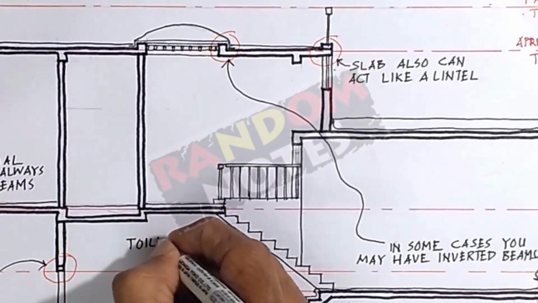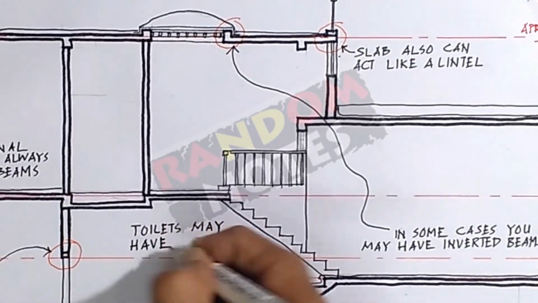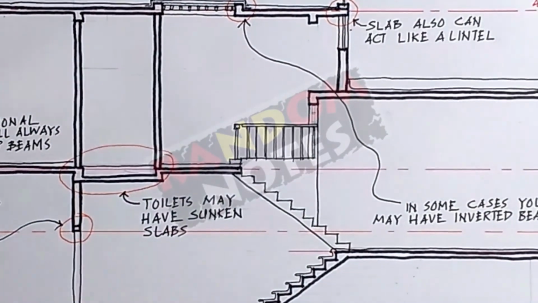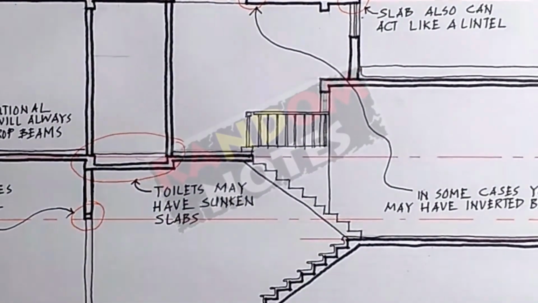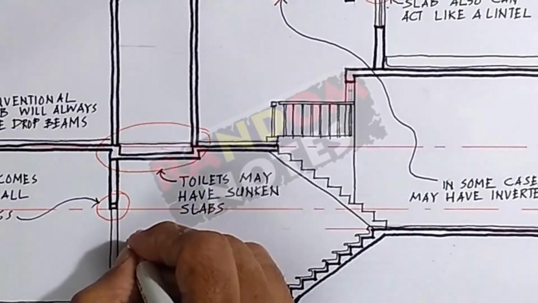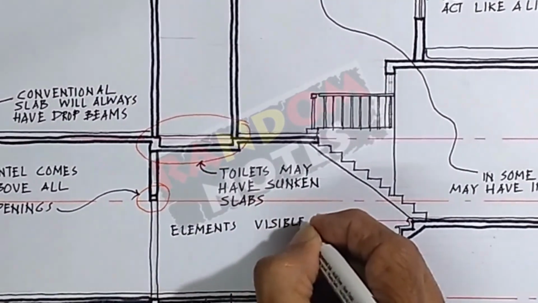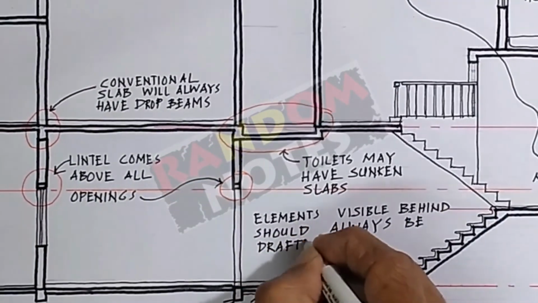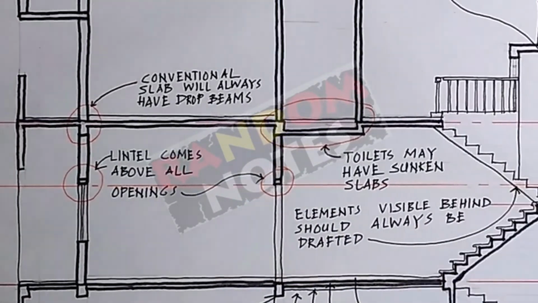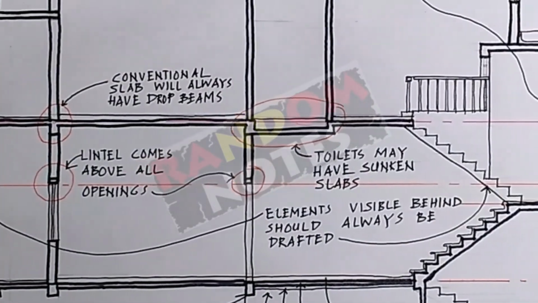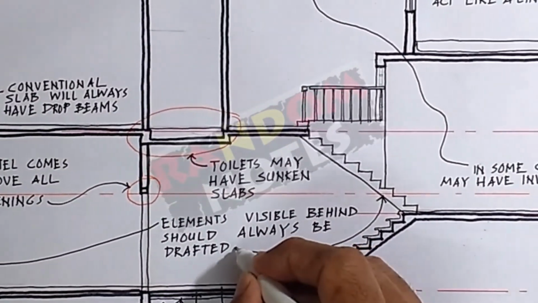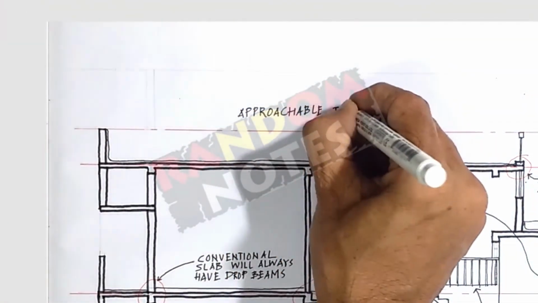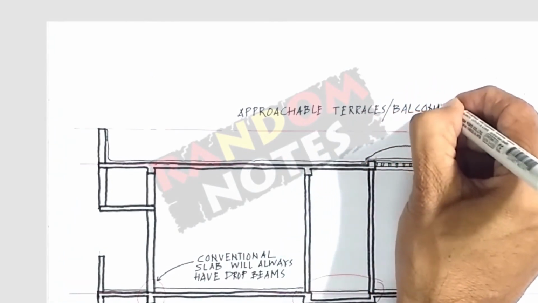Toilets may have sunken slab to accommodate the drainage pipes and traps. Always draw the elements visible in elevation beyond the section plane. This should be drawn in thin lines. All approachable terraces and balconies should have a parapet wall or railing so as to secure the edge and prevent anybody from falling down.